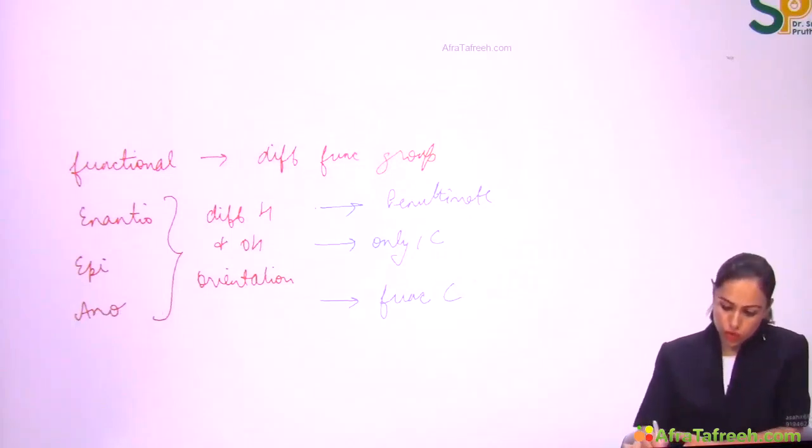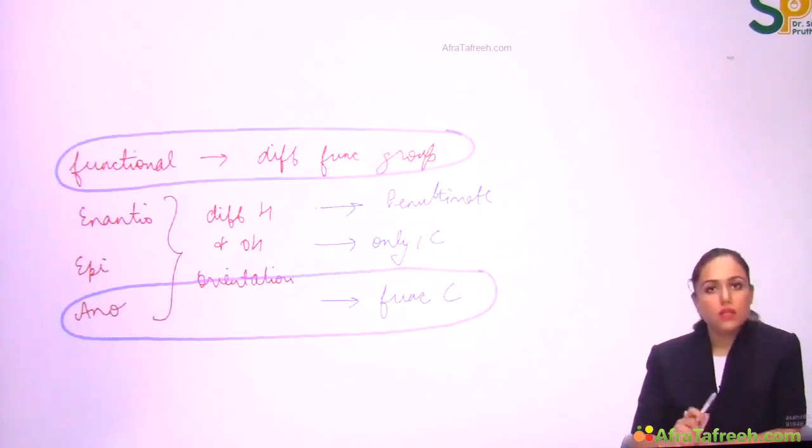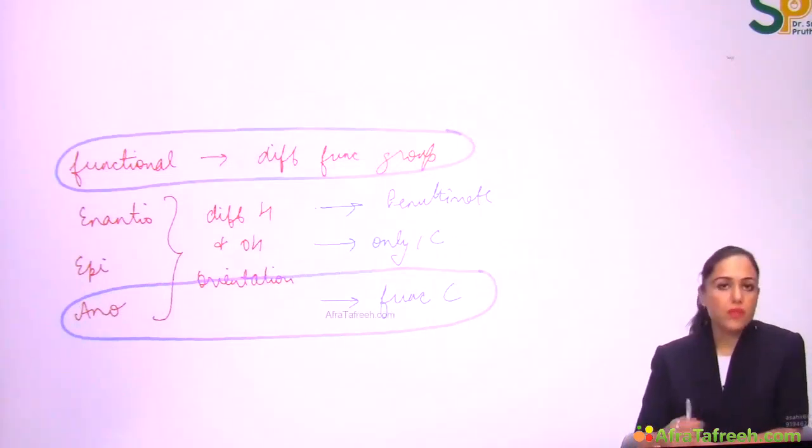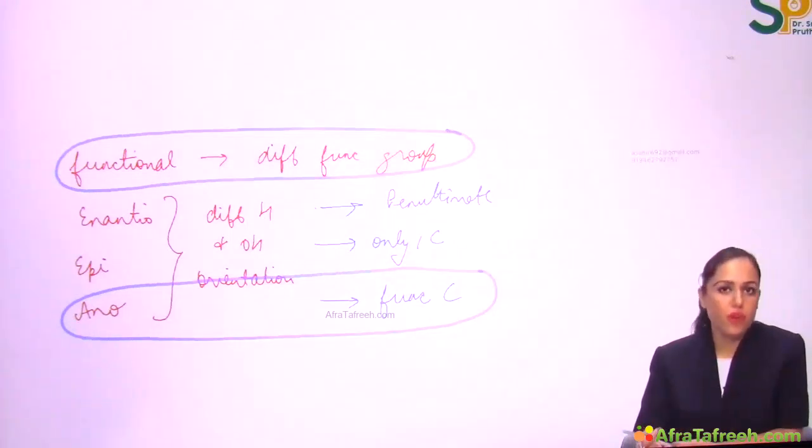Now, can you distinguish between functional isomerism and anomerism? See, in functional isomerism, there is a different functional group. But in case of anomerism, there is different H and OH orientation around the functional carbon, right? So we're done with structural. Now the next one is optical.